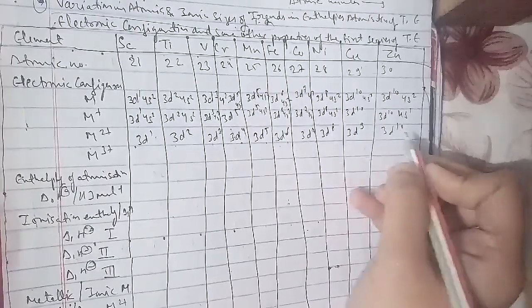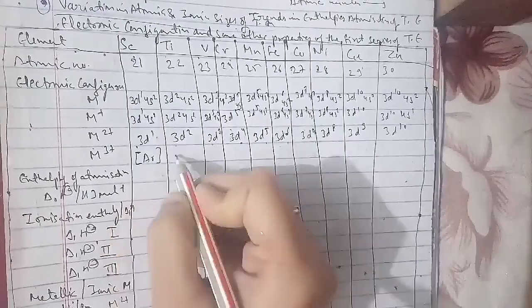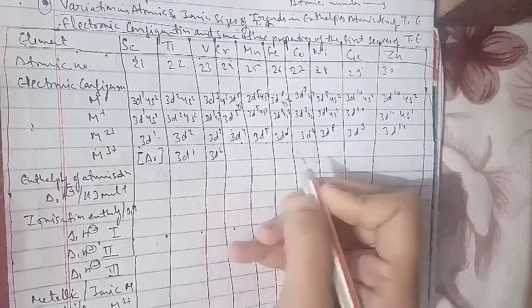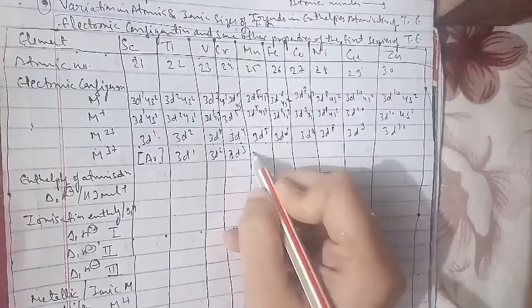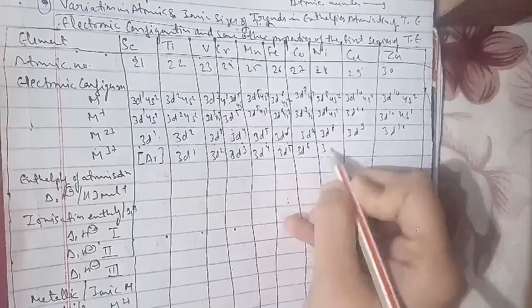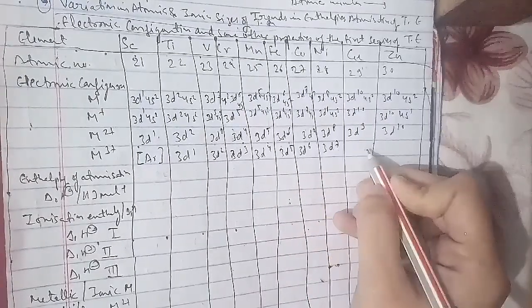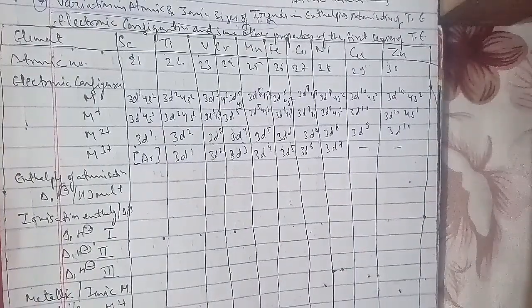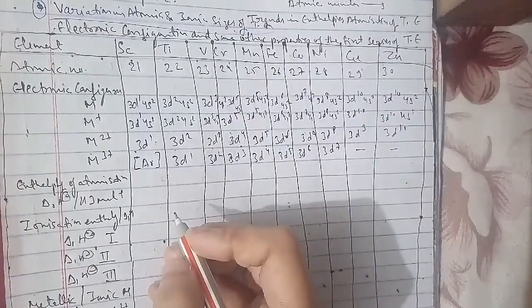Now we'll go ahead further, where we'll talk about the ionization enthalpy here. For the first ionization enthalpy we have 631, 656, 650, 653, 717, 762, 758, 736, 745, and 906.